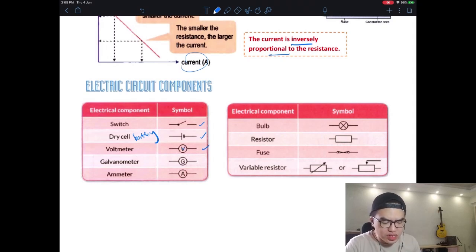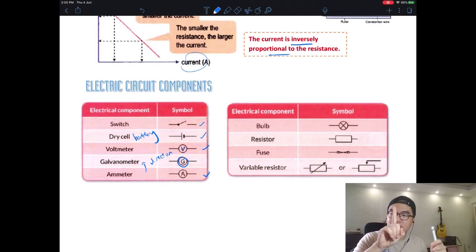What is a galvanometer? Galvanometer is also like an ammeter, but a galvanometer will show the direction. If current is flowing that way, the galvanometer will show here. If it's flowing that way, it will show here. But an ammeter is only from 0 to maybe 10. They won't show you the direction. Galvanometer will show direction. So if you see a G in the exam, G is equal to A. It's the same as an ammeter, so don't panic.